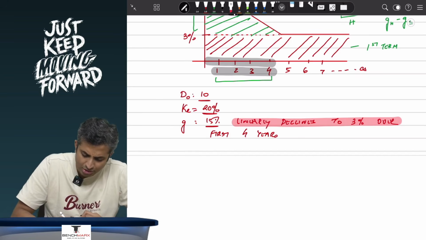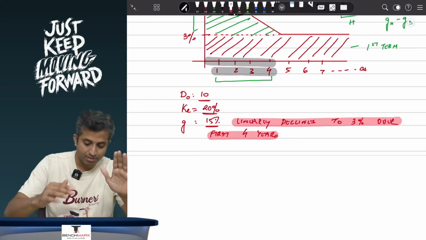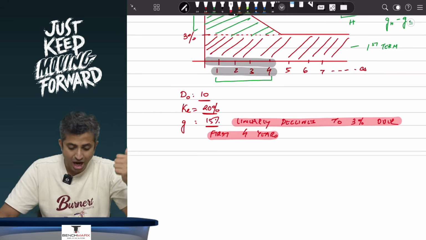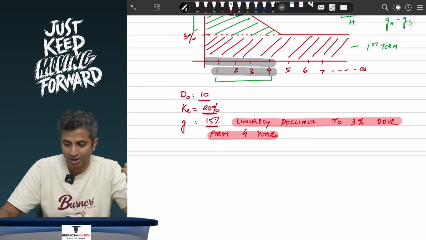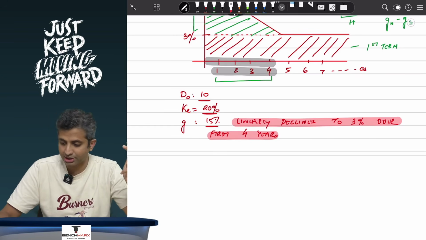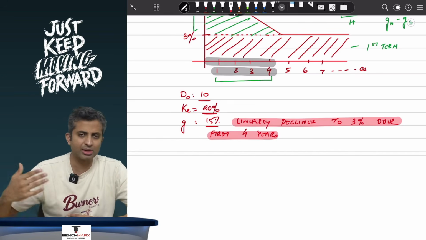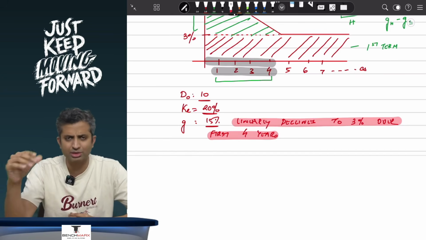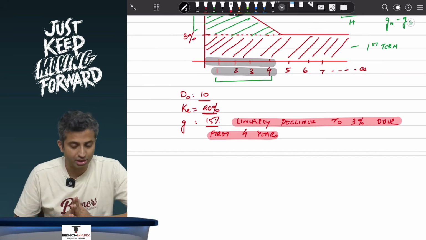The growth linearly declines to 3% over the first 4 years, which means technically you can find the value by taking the dividend for the first year. Maybe the growth is 15%. After that, it declines by 3%, so it becomes 12, then again declines by 3%, it comes to 9, and then again declines by 3%, comes to 6. So this declines linearly, by 3% each year, and you can find the dividend in each of the years. Then you can find the terminal dividend, and that's about it. You can solve it like that.